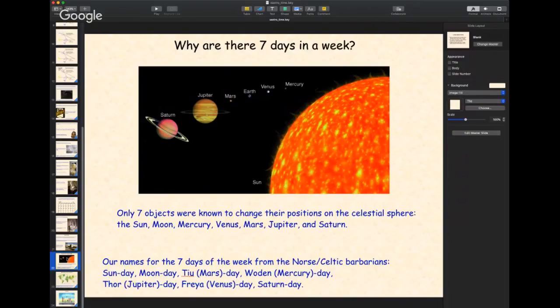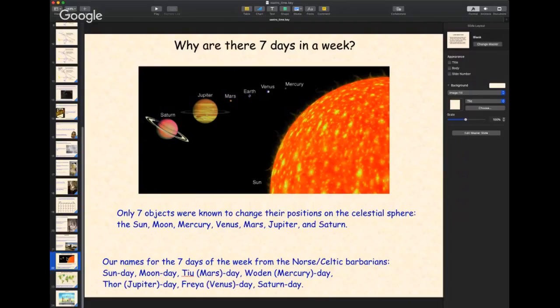And so they were special. Everything else appeared not to move at all. They were like a sticky dot on the celestial sphere. And so the 7 that moved were special enough that they all got their own name, and they were associated with various deities in the celestial sky.